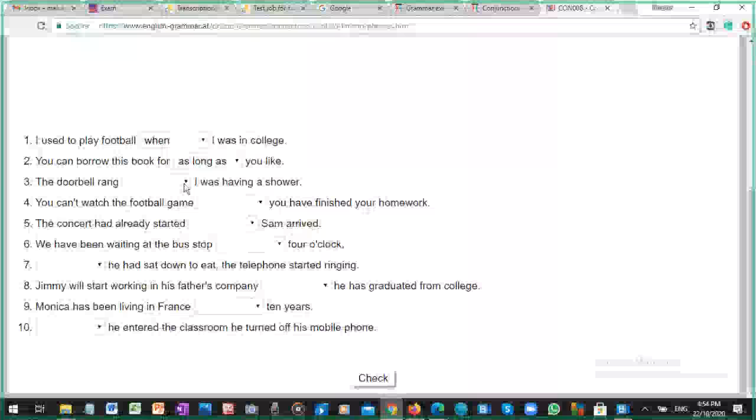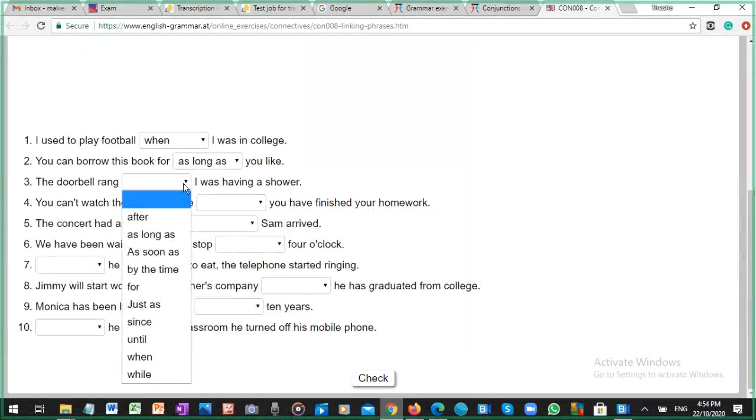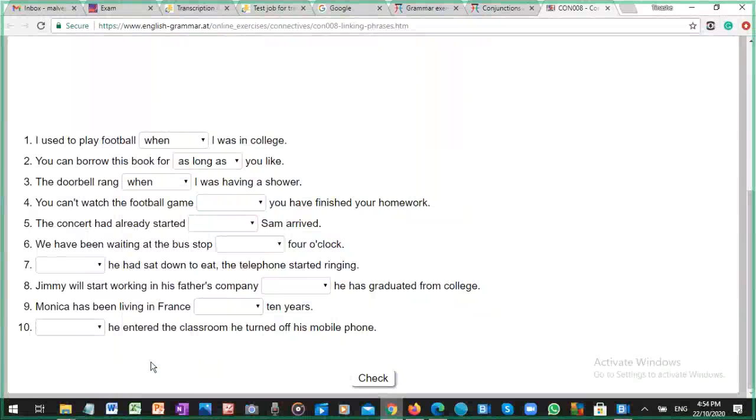Then the doorbell rang after I was having a shower. Okay, so you're confusing after and when. This is when again. When I was having a shower. It's in the past. When we talk of after, it's events that will happen in the future. Does that make sense? Okay. So when you use after as a conjunction, it's about events that will happen in the future. Like you could say, after the lesson, I will go to bed. Does that make sense? Okay.